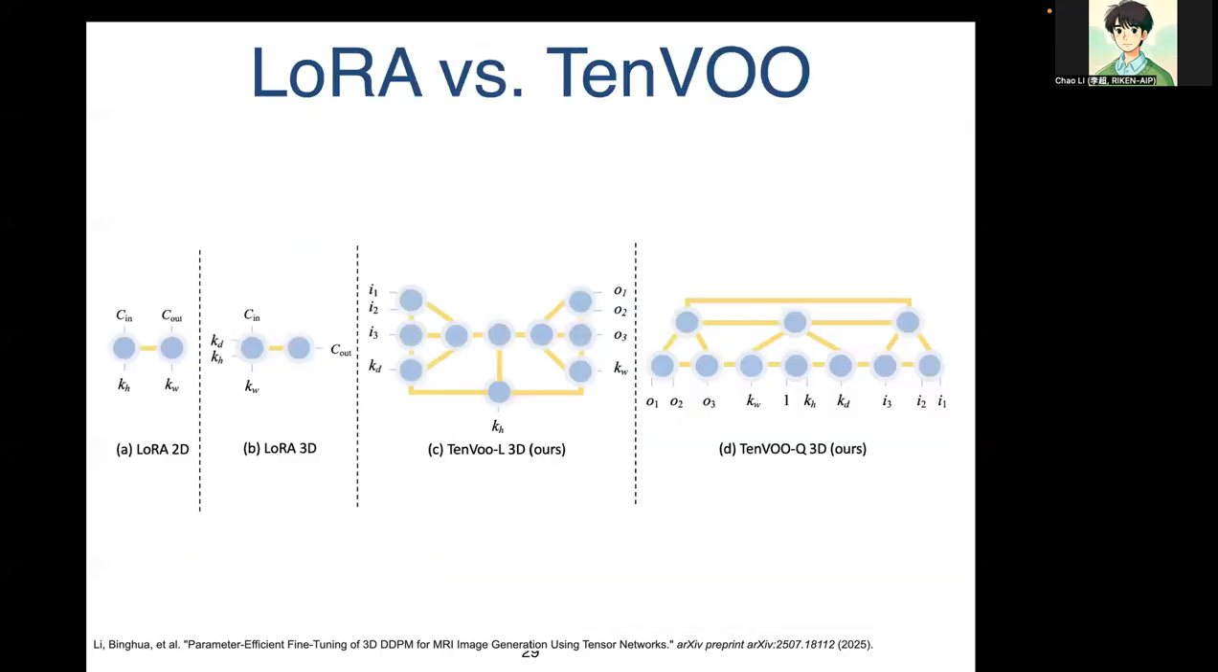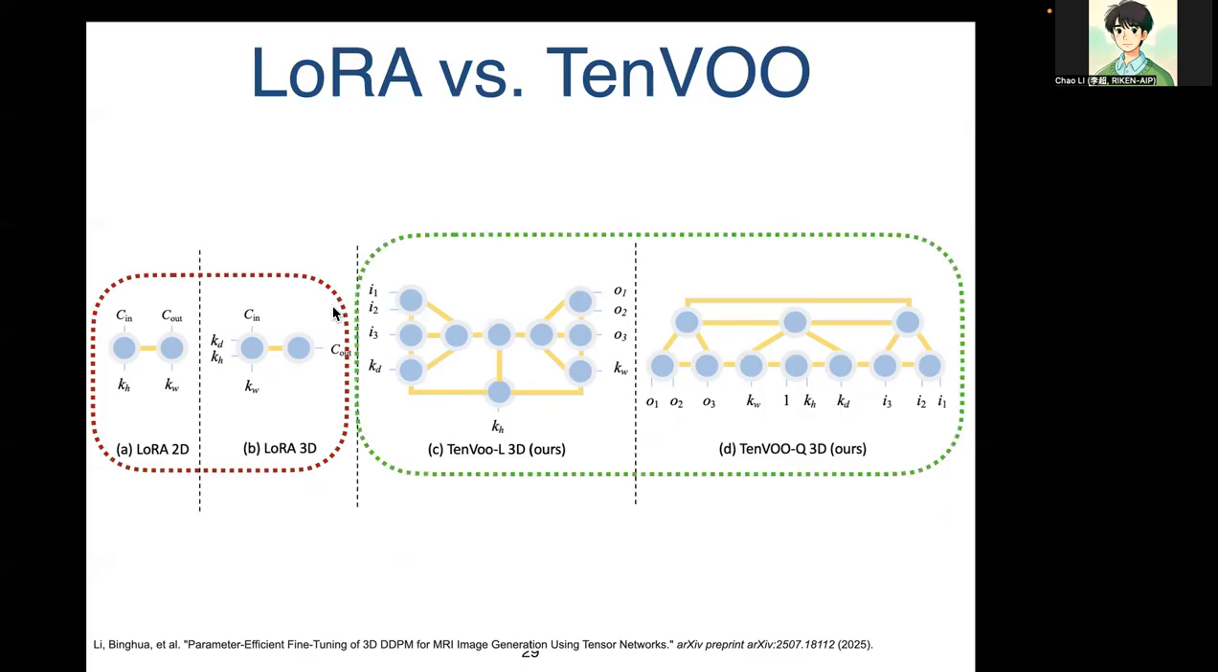Let's look in more detail at the key difference between the classical LoRA and the tensor network-based method. Both LoRA 2D and LoRA 3D use a simple low-rank matrix decomposition. It is efficient, but it suffers from the so-called low-rank bottleneck. But Tensor Network takes a different route. We keep the high-rank modeling and represent the weights using richer tensor network structures. This lets us capture the multimode correlations that LoRA simply can't, while still keeping the number of parameters low.